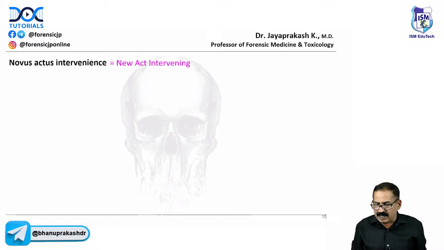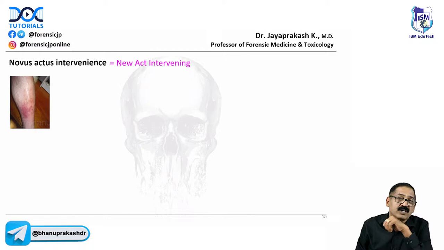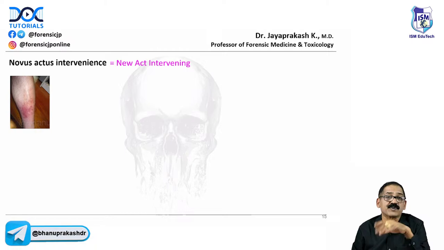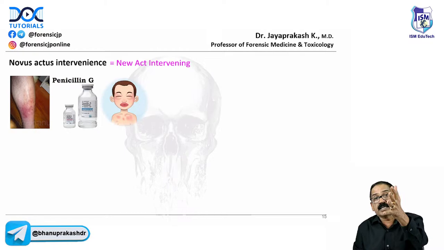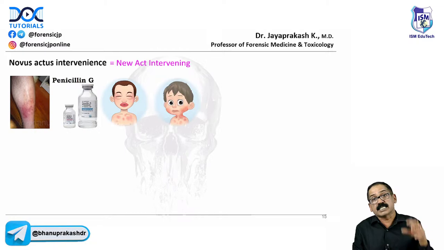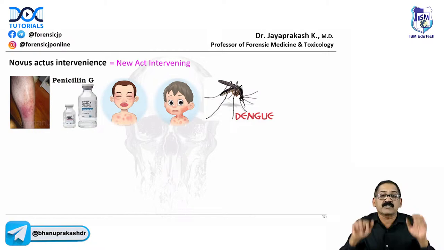At the same time, imagine a patient comes to the hospital with redness. Doctor diagnoses cellulitis and asks him for admission. He says it requires some 3 days admission and he starts with penicillin injection without test dose. Negligence started. Suddenly, the person gets anaphylactic shock. He starts giving anti-anaphylactic measures. He's about to recover. Meantime, a dengue outbreak starts in the hospital. Out of 100 patients, 50 patients suffer from dengue, including this patient, and at last, he dies.